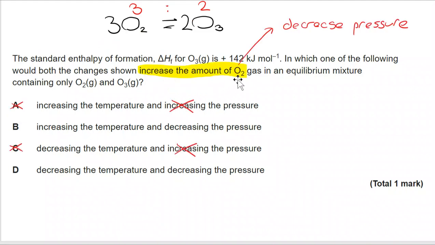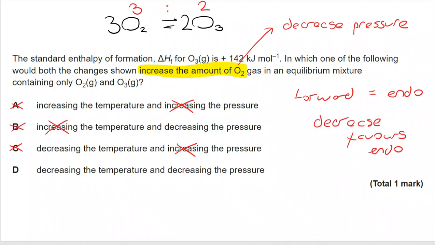Now we're talking about increasing the amount of O2, i.e. favouring the backward reaction. The backward reaction involves an increase in the number of moles, so it would come from decreasing pressure. So it cannot be A and it cannot be C. Both of those would shift the equilibrium to the right. What I can then do is have a look at temperature. The forward reaction is endothermic. We know that because it's plus 142. We know that decreasing temperature favours the endothermic reaction, so we can disregard B. Correct answer is therefore D.